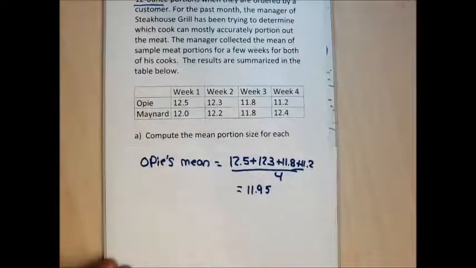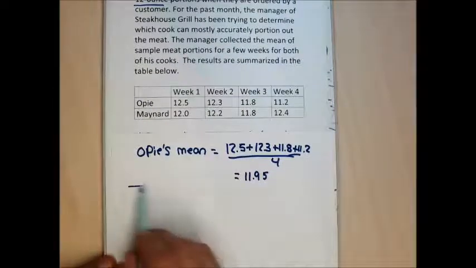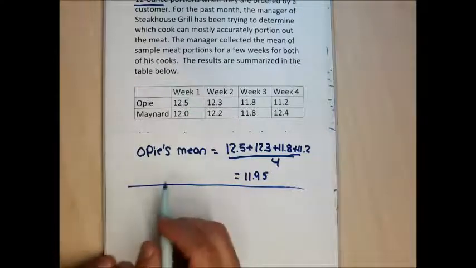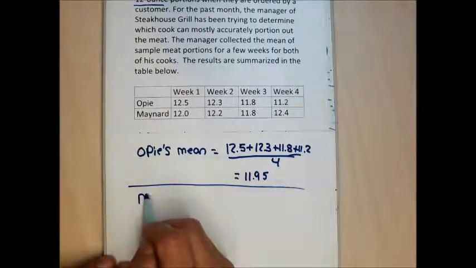Maynard was played by Gilligan from Gilligan's Island, and Opie, that's Ron Howard, who is a famous movie director.